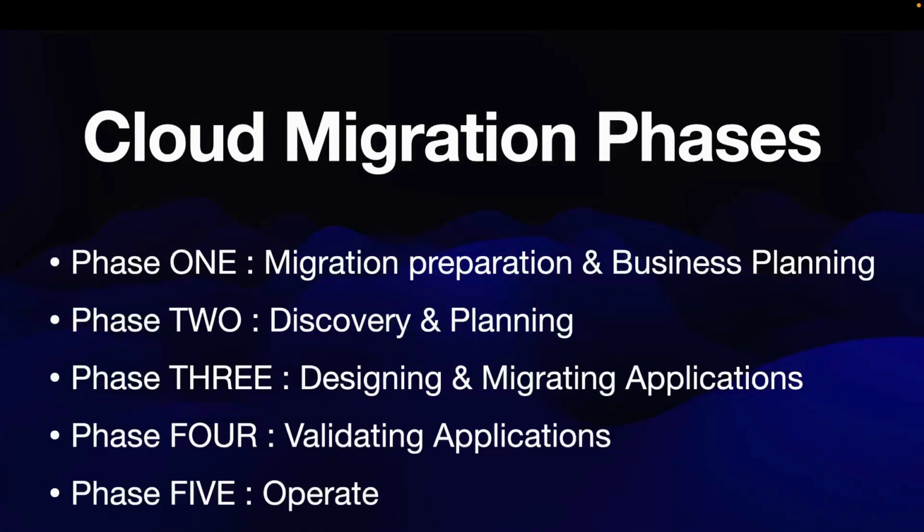Phase 5: Operate. In this final phase, operate focuses on establishing operational best practices to maintain and optimize applications in the AWS cloud environment. After migration, organizations shift their focus to monitoring, managing, and continuously improving the cloud infrastructure.